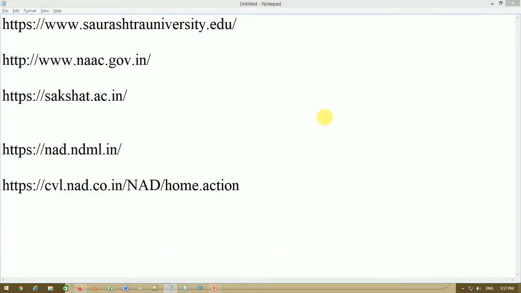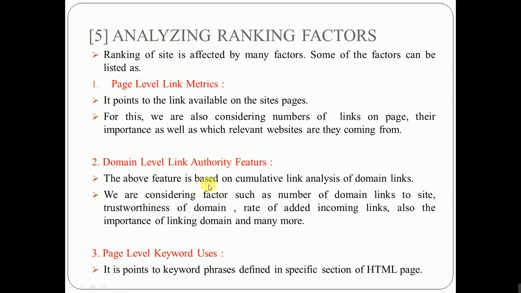So our topic is that the above feature is based on the cumulative link analysis of link domain. We consider factors such as the number of domains linked to a site and the trustworthiness of the domain, meaning how trustworthy your domain is. For example, if you go to the government .in, it's a trustworthy domain. If you go to the .com, it's a commercial domain.